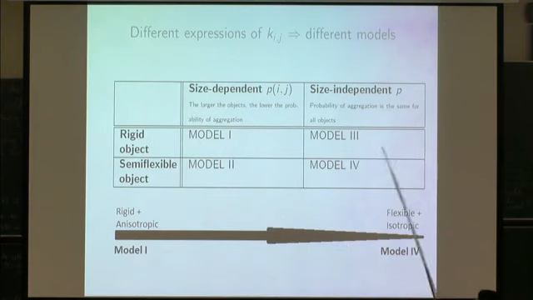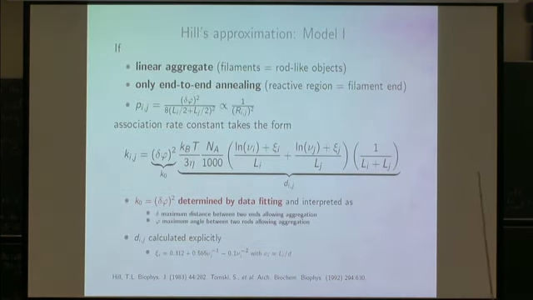So I'm going to form 4 models again. And now if I look a little bit more closely at the shape of my coefficient, I just take the coefficient for my model 1. Model 1 is when I assume I have just a rod-like object, and we're going to just interact at the end. And so in this case, I'm going to have for my K_IJ the constant of association, this type of thing.